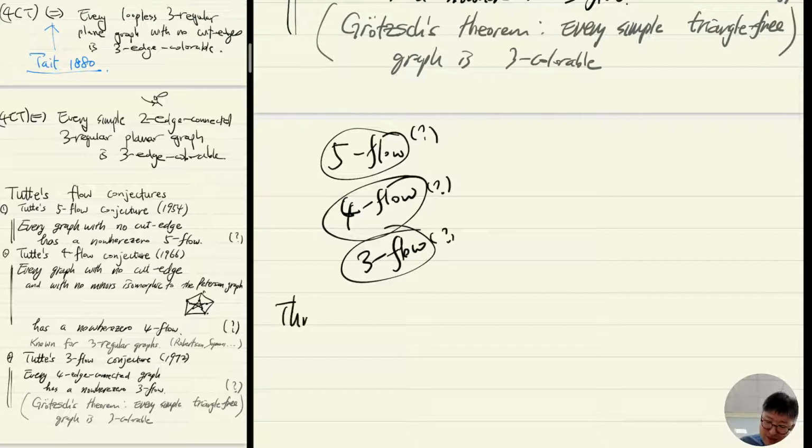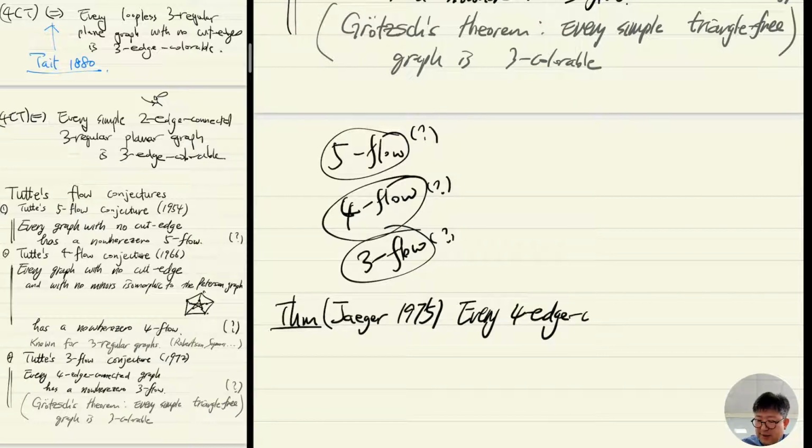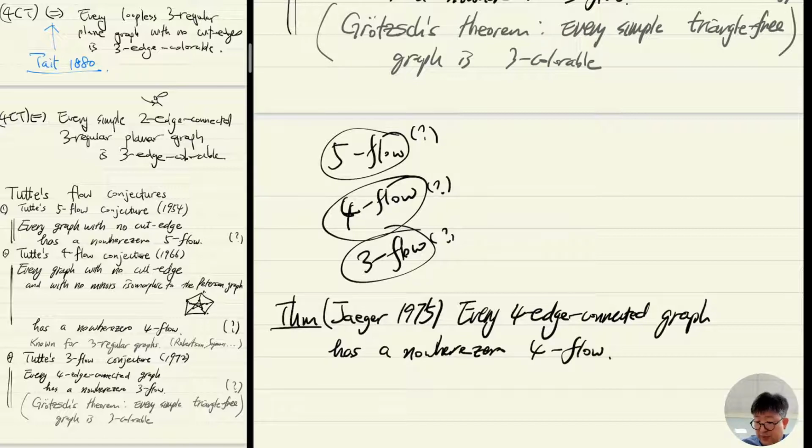So I will show you this very nice theorem of Jaeger in 1975, which says that every 4-edge-connected graph has a nowhere-zero 4-flow. So this number 4, if this was 3, then this proves the 3-flow conjecture, but no, it's 4. So it's a slight weakening of Tutte's 3-flow conjecture.